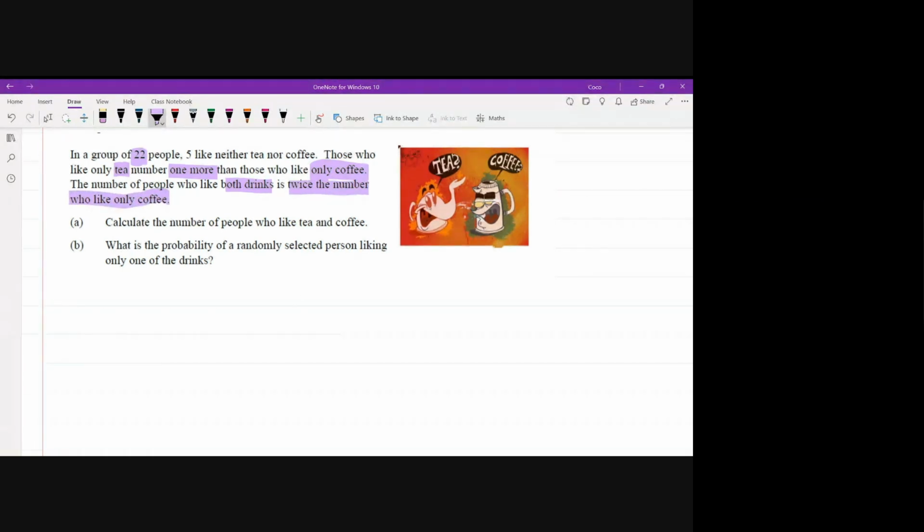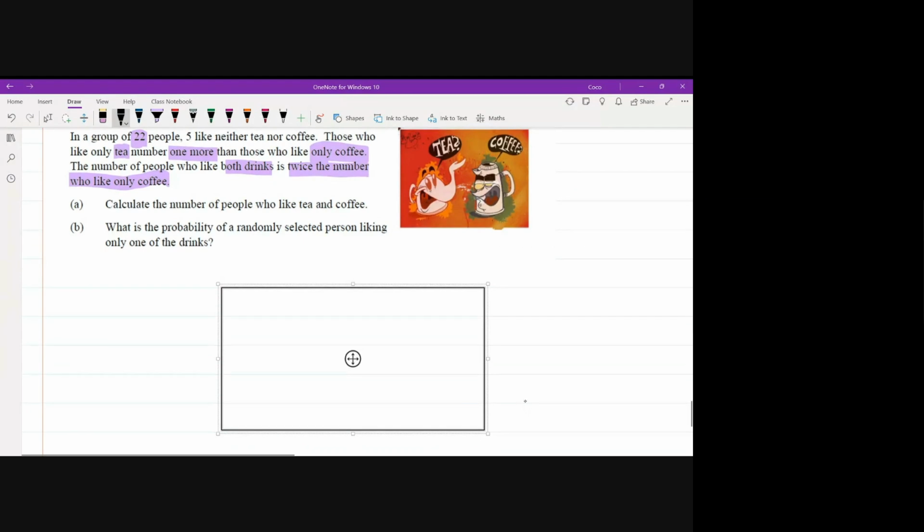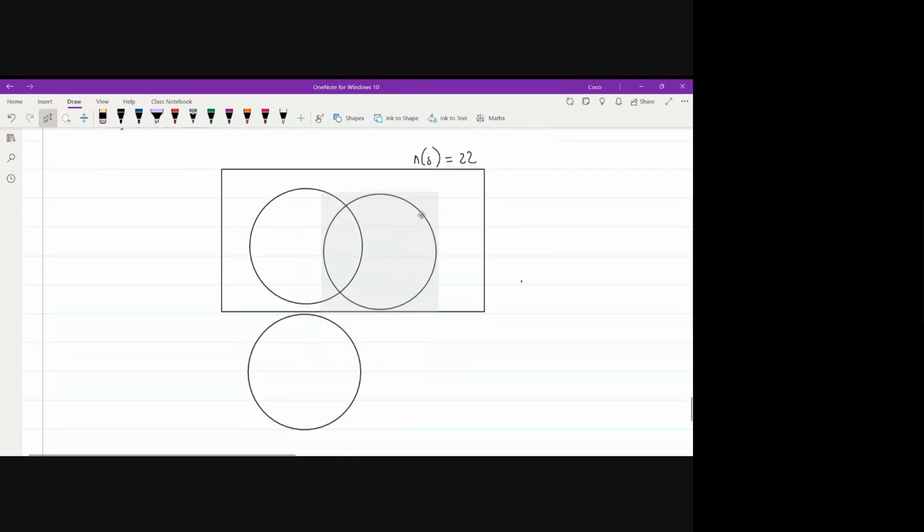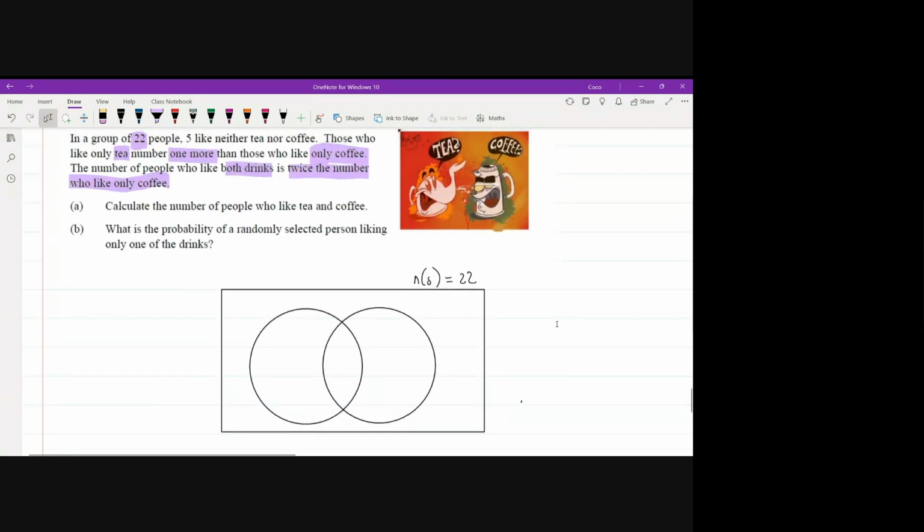Let's put this into a Venn diagram and see. I know I'm going to have a Venn diagram, and I know that my sample size is 22 people. Then I'm going to have 2 circles. Now we're going to have a bit of a problem in that we don't have any numbers. But here's what they tell us.